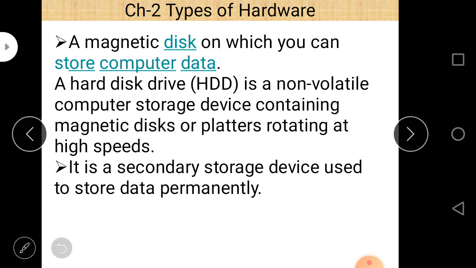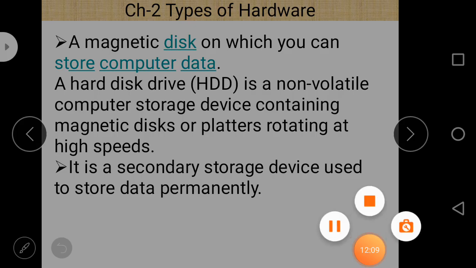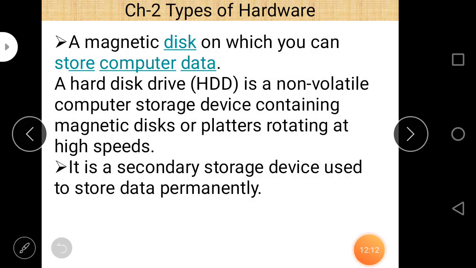Now let us revise its points again. A magnetic disk on which you can store computer data. The hard disk is a non-volatile computer storage device containing magnetic disk of platters rotating at high speed, and it is a secondary storage device used to store data permanently. So there are 3 important things in it. First of all, it is a magnetic type of memory.